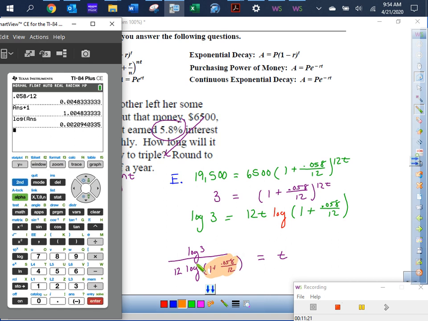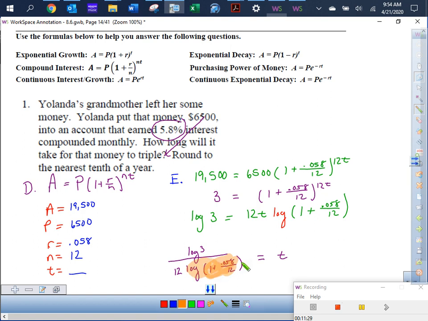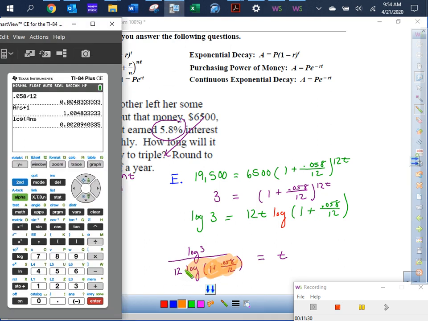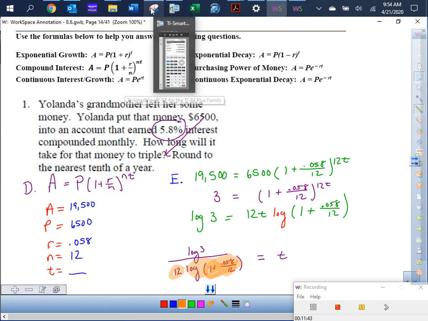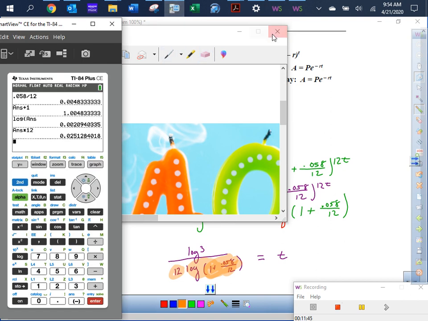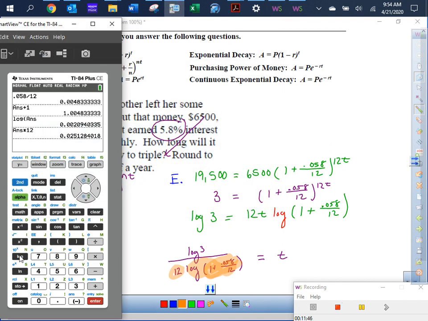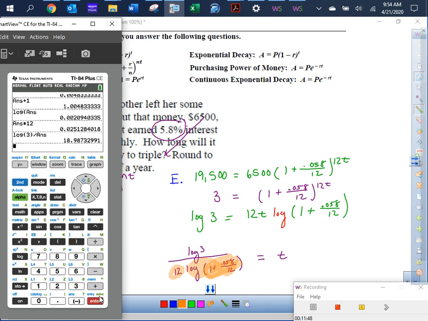So I've got all this orange stuff right here. But you notice I still have to take that times 12, because there's a times 12 in the denominator. So times 12. Boom. I've got the whole denominator, so now I need to do the log of 3 divided by that. Log of 3, but you have to close that parenthesis up. That's the biggest mistake. Log of 3, close it, divided by the previous answer. So boom, and there we go.